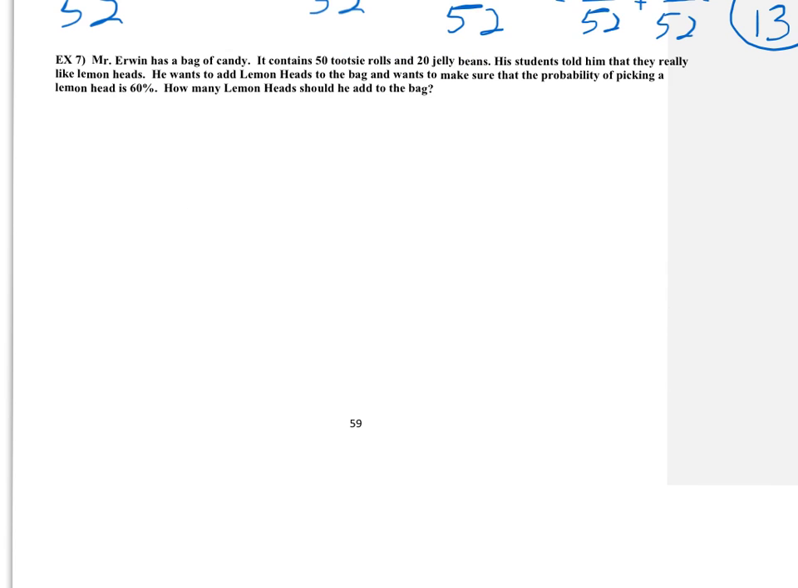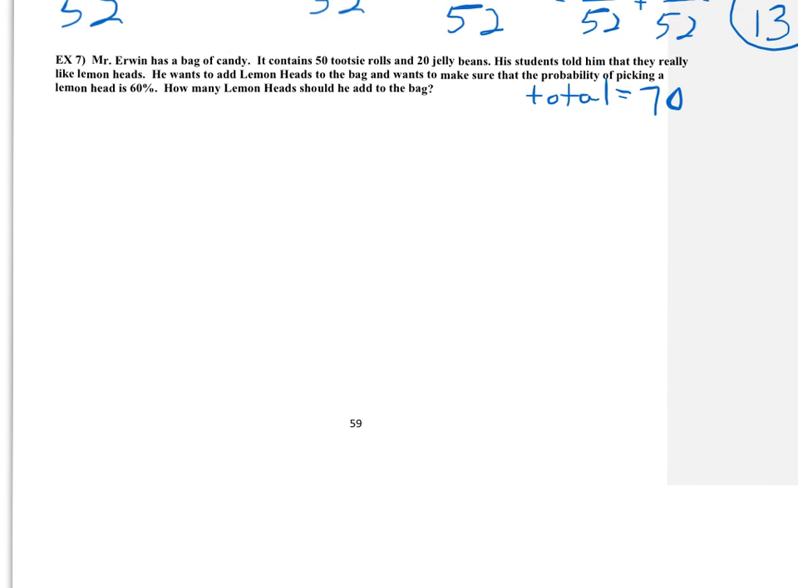Okay, last one we're going to do, and this is a tricky one. Mr. Irwin has a bag of candy. It contains 50 Tootsie Rolls. You guys should be using cups on this. I'm not going to use cups because if I underline all this, it's going to basically cross it out because it's hard to get in between those words on my iPad here. So it contains 50 Tootsie Rolls and 20 jelly beans. How many total pieces of candy do I have in there? Right away I should say, oh, well, I have a total of 70 in the bag.